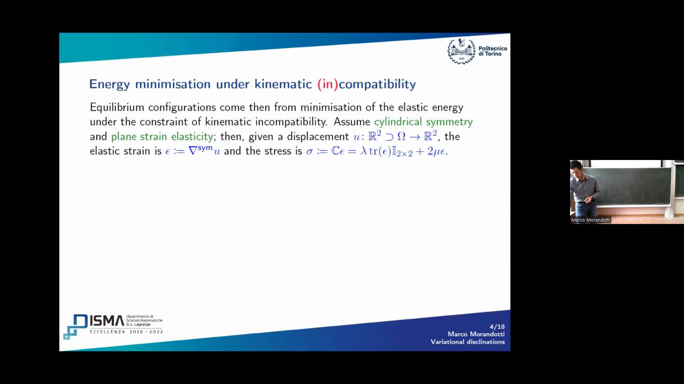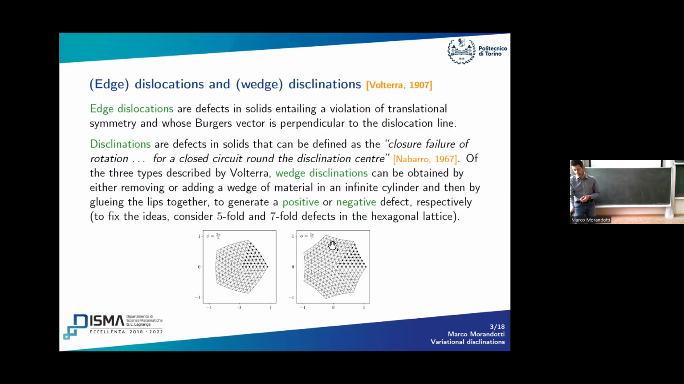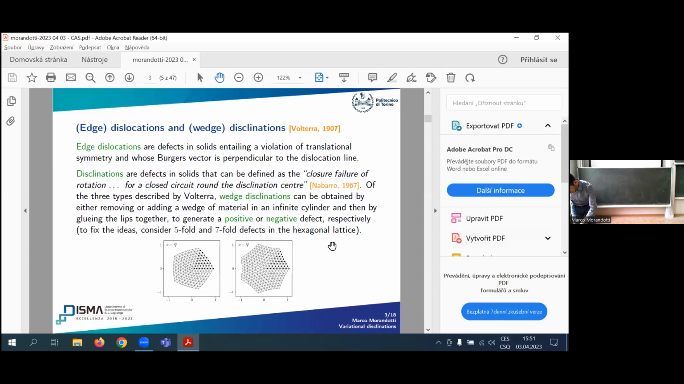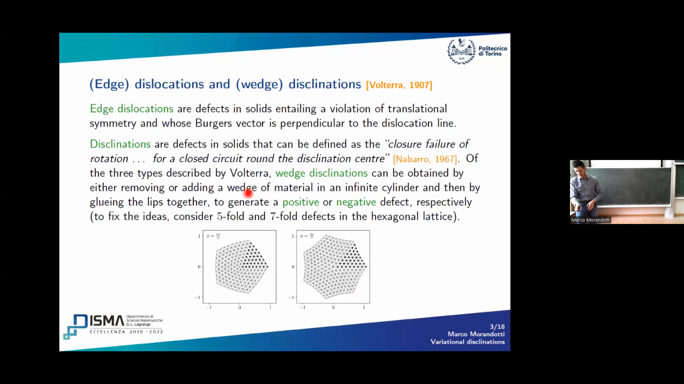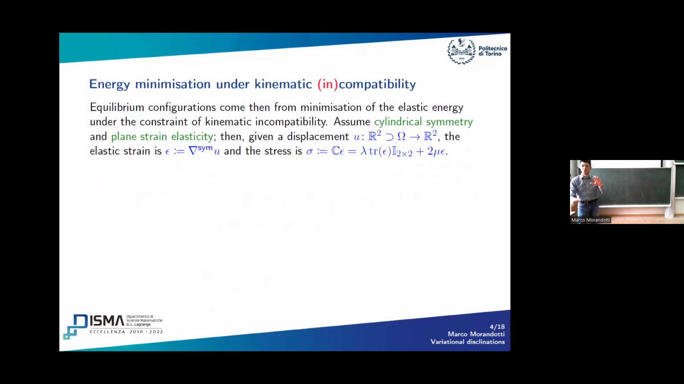All right. And the circuit that was mentioned in the definition given by Navarro in his book is a circuit that moves around the defect, at the center of the defect. If the material is sound, then you check the undeformed configuration and the deformed configuration, and you go back and close it. If your material has a defect at the center, then your circuit is either short or long by ideally one lattice spacing or something like that. And so as I said, we assume cylindrical symmetry, and we work in the plane strain elasticity assumption.